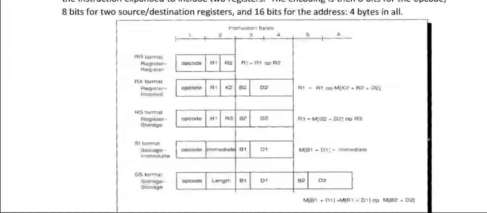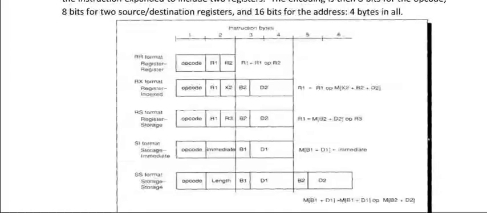The next type of instruction format is the RX format, which is the register indexed format, which is 4 bytes in length. The 8 bits are used for opcode, and then the remaining 8 bits are divided between R1 and X2. X2 is the index register here, and then the remaining 2 bytes are for the source and destination. The source is the base register B2 and the destination is D2, accounting to a total of 4 bytes of memory.